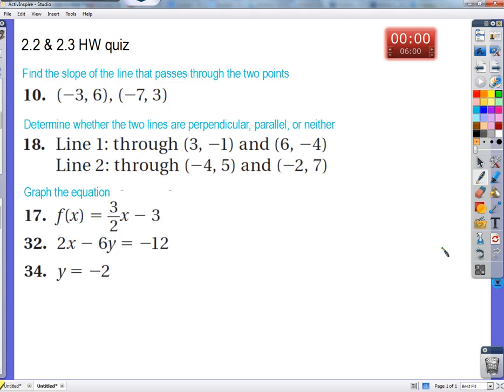I'm going to find the slope of the line that passes through these two points. So this is a line that passes through (-3, 6) and (-7, 3). I just want to find that rise versus run ratio, and how do we do that?